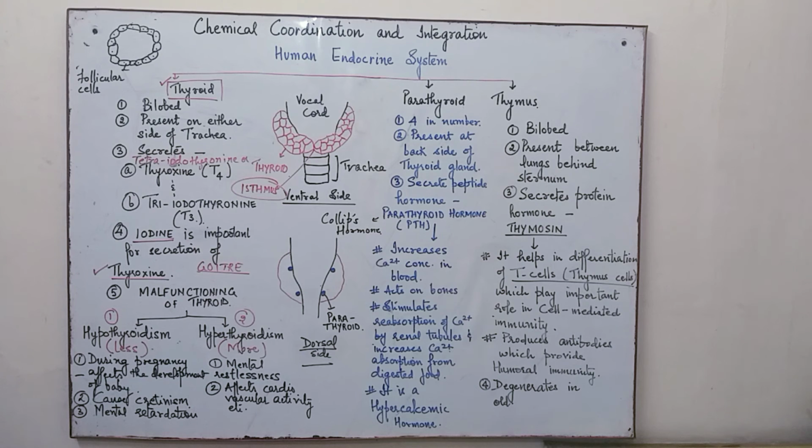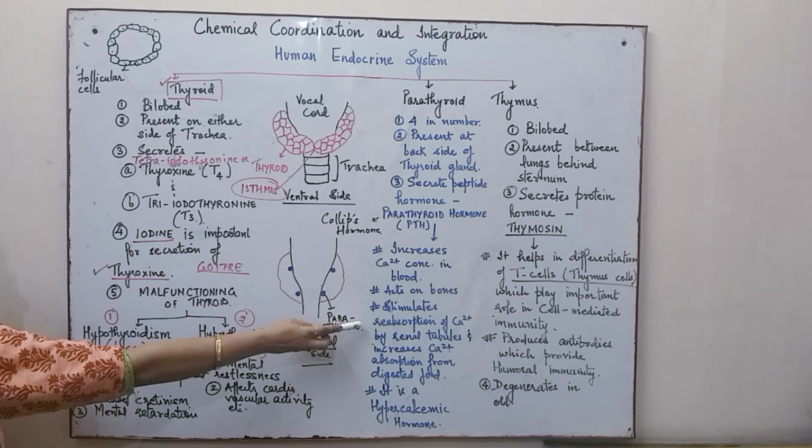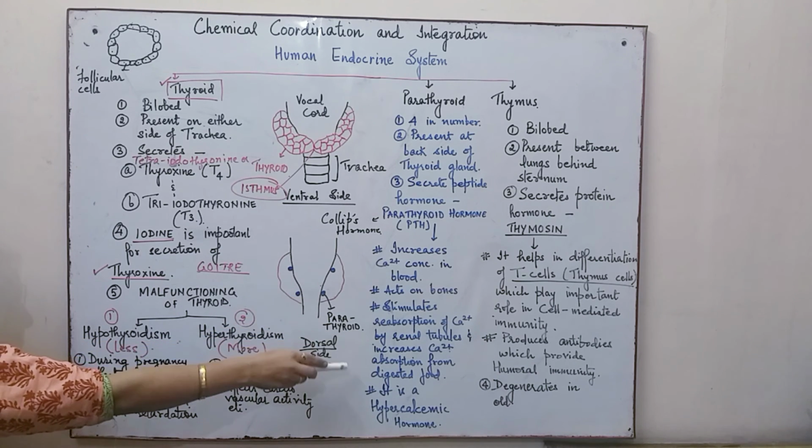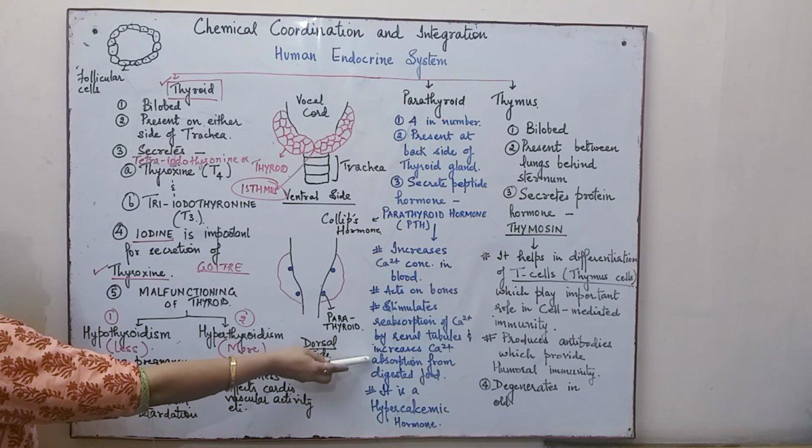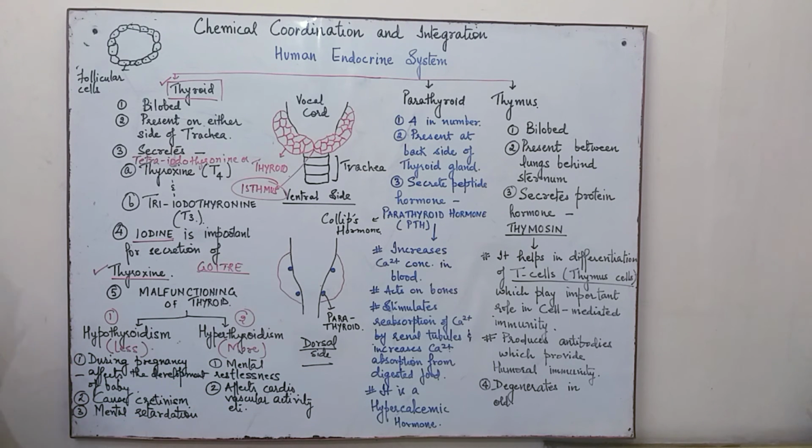When the filtrate passes through the renal tubules, that is the PCT, DCT, and the Henle's loop, it helps in the reabsorption of calcium ions, and the calcium absorption is also increased as the food passes through the alimentary canal or the gut. So it increases the absorption from the digested food, and therefore it is referred to as a hypercalcemic hormone. Hypercalcemic because it increases the calcium level within the blood.